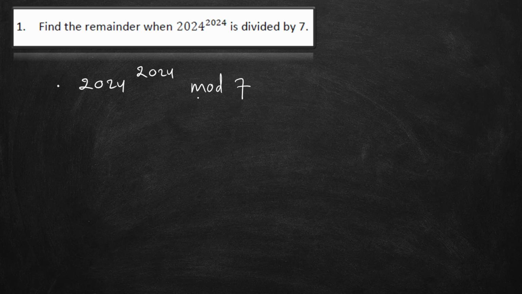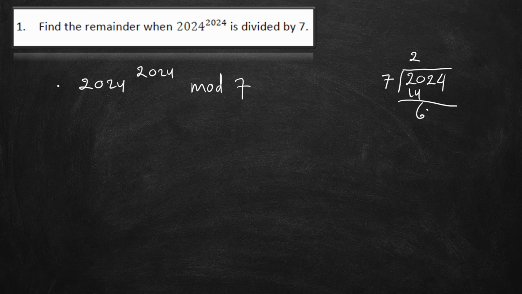modulo 7. So if you don't understand about modulo, I already put the link below about modulo introduction, so you can go there and then learn about this one. So for modulo itself, if we have a problem like this, we can first simplify this base number 2024 with 7. So 2024 modulo 7. What this modulo function does is that it will find the remainder for 2024 when it's divided by 7.